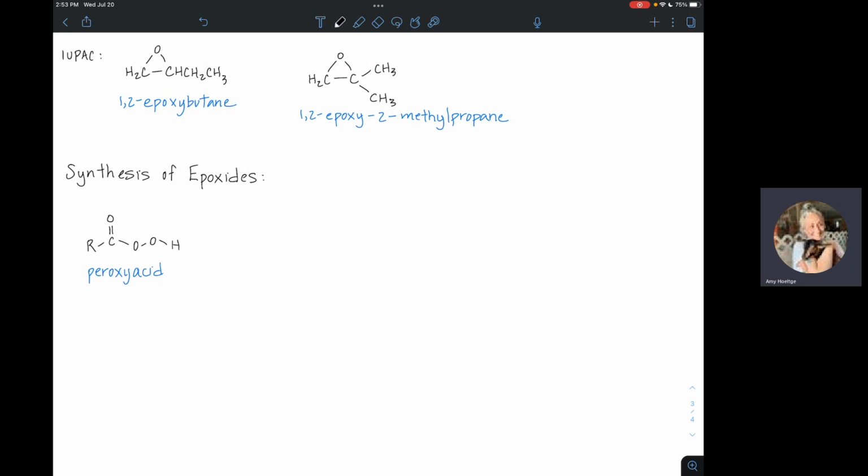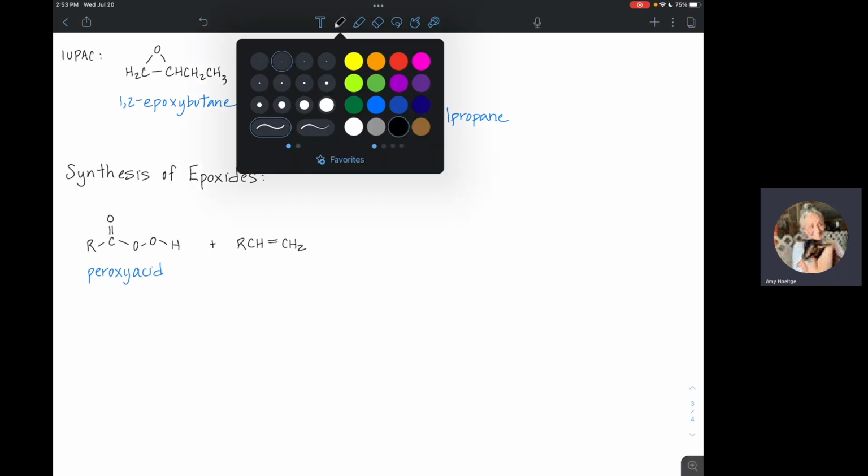So the reaction is going to increase the number of carbon-oxygen bonds in the reactant, and so therefore it is an oxidation reaction. So we're going to allow this to react with an alkene. So just generically, we could say R, and then just put a double bond here. We're going to turn that into our epoxide. So here we have an alkene.